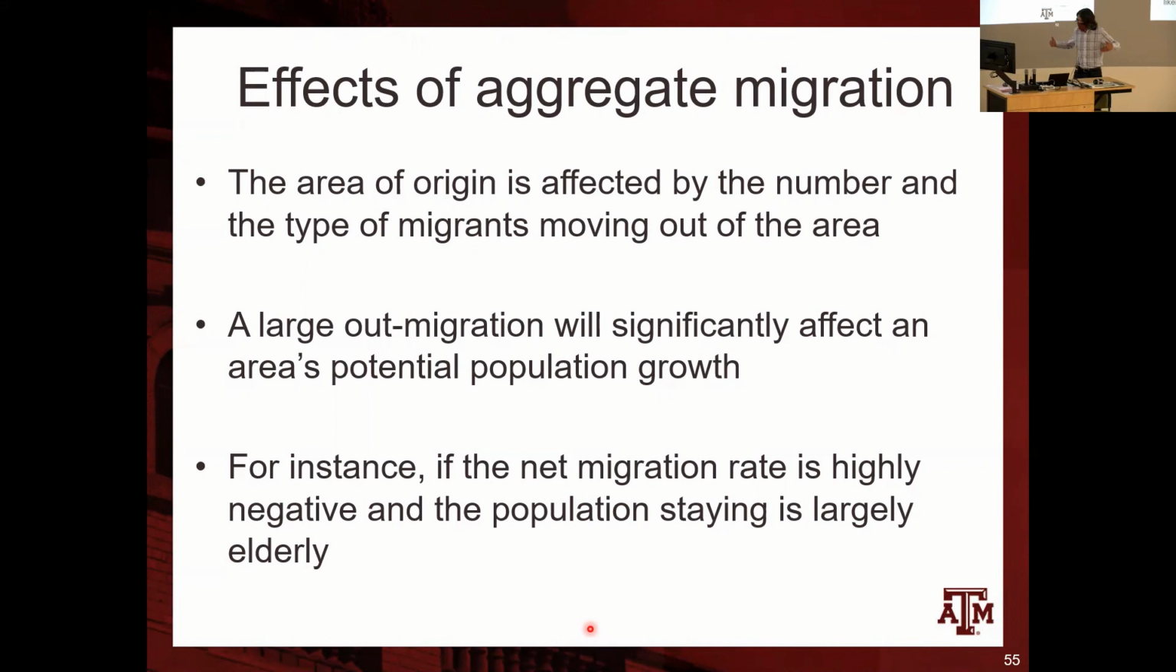And for example, if the net migration rate is highly negative and the population staying is largely elderly, you might have a less productive population left behind, right? And that might affect the well-being of the whole population there of origin.